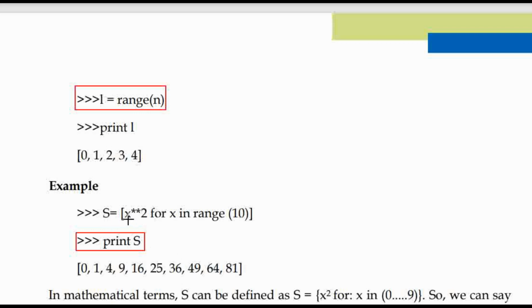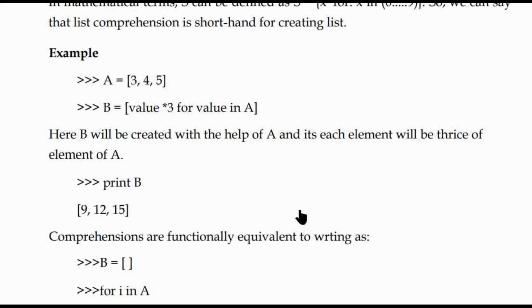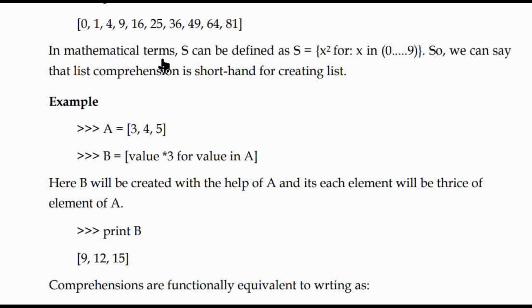A list is created of x square for x in range(10). It means 0 to 9. In mathematical terms, s can be defined as x squared for x in 0 to 9. So we can say that list comprehension is shorthand for creating a list.